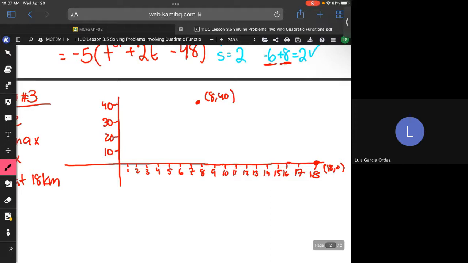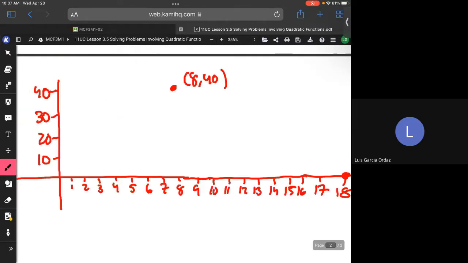So just based off this information, what is my axis of symmetry? I'm guessing it's either 7, 8, or 9. What's my axis of symmetry? What's the x value of my vertex? 8. So this is my axis of symmetry, where x is equal to 8.